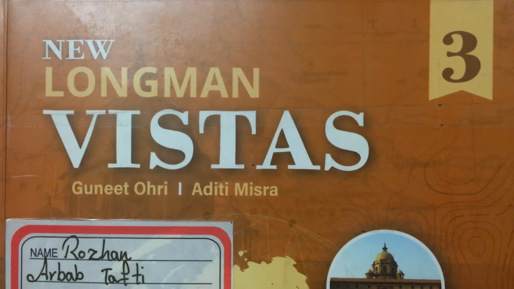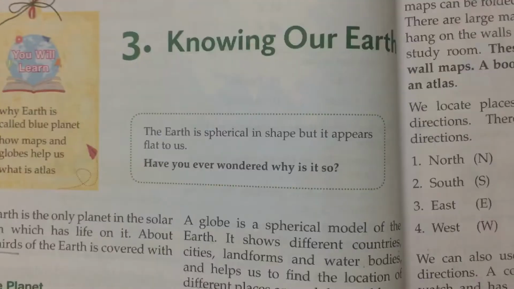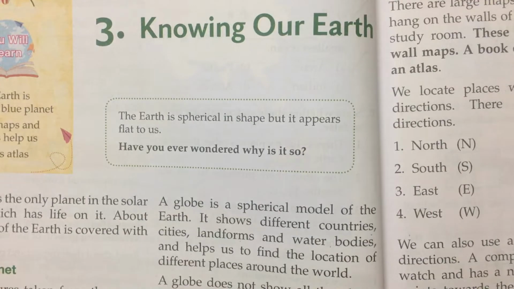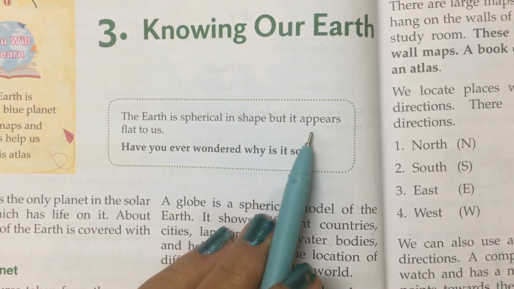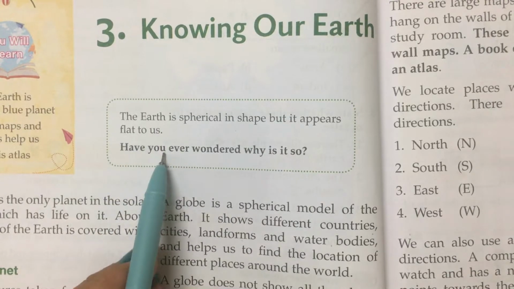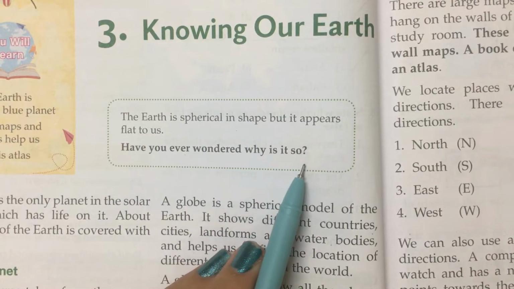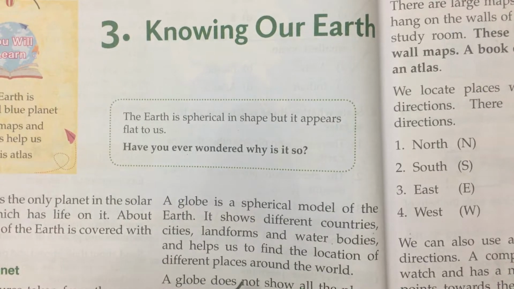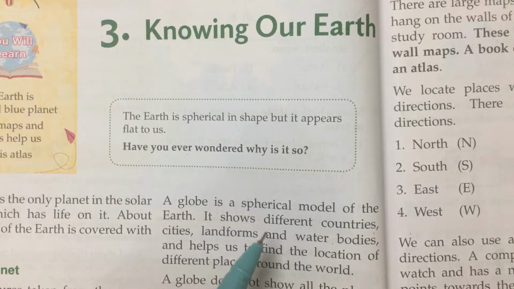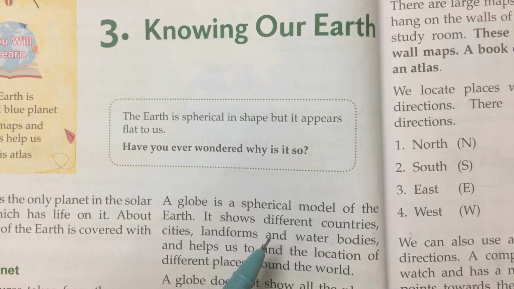The name of the chapter is Knowing Our Earth. The Earth is spherical in shape, but it appears flat to us. Have you ever wondered why is it so? It is because the Earth is very big compared to us. With an example, you will understand better.